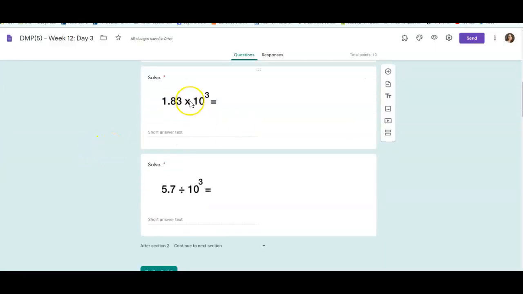All right, moving right along. Be careful. We've got multiplying 1 and 83 hundredths times 10 to the third power. Remember that 10 to the third power is the same thing as 10 times 10 times 10, which is the same thing as 1,000. So which way is that decimal going to go in terms of the place value? Same thing on this one. Division, decimal moves left. Multiplication, decimal moves right, because our number's getting bigger here, our number's getting smaller there.